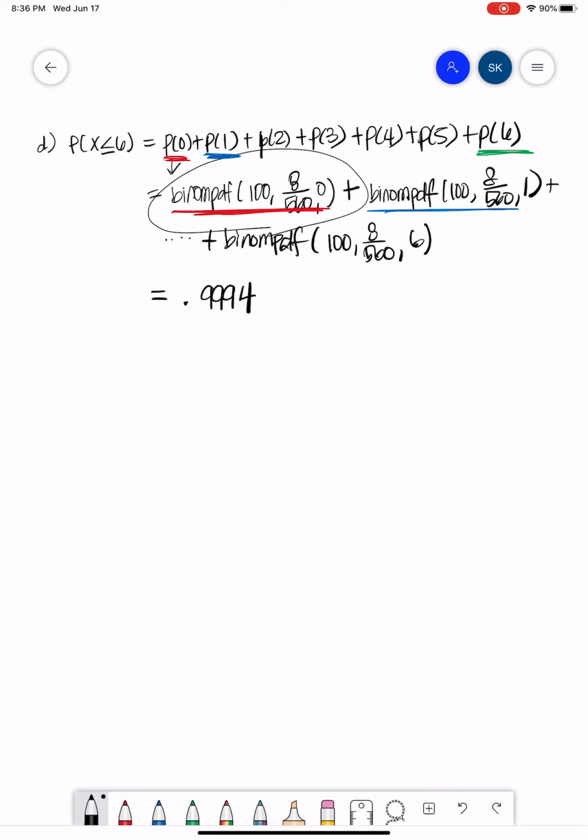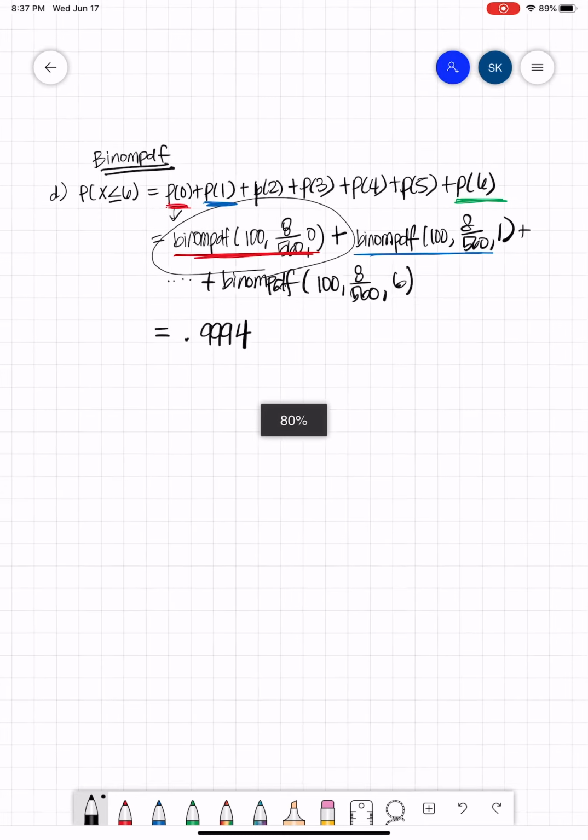but it was still a lot of work because we had to add it from 0 to 6. But what if there were 1,000 samples and the X value went all the way up to, let's say, 50? Then you're not going to do 0 plus 1 plus all the way up to 50. That's still a lot of work. So there's a new function called binom CDF. Here I'm going to do the same thing. I used the binom PDF function earlier.